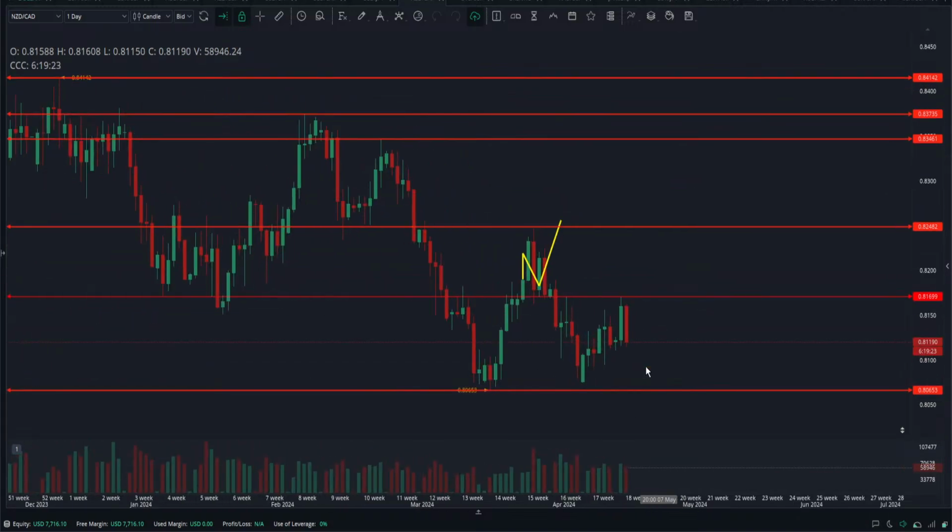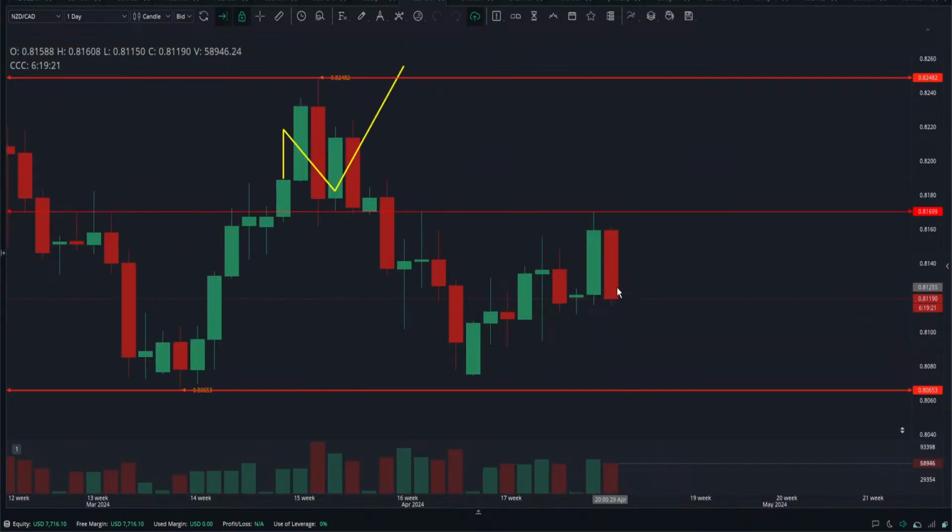Now see, this is the New Zealand dollar against the Canadian. New Zealand dollar being weak, there is a high probability that the price will go and reach 0.80653. Let's see how the things unfold. Right now resistance is 0.81699 and the support is 0.8065.